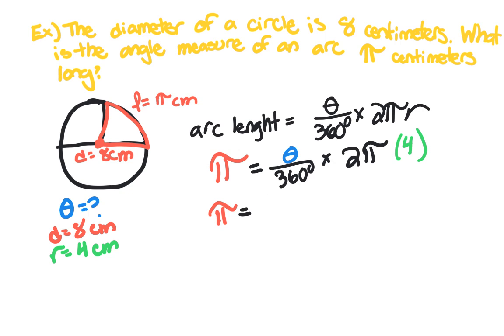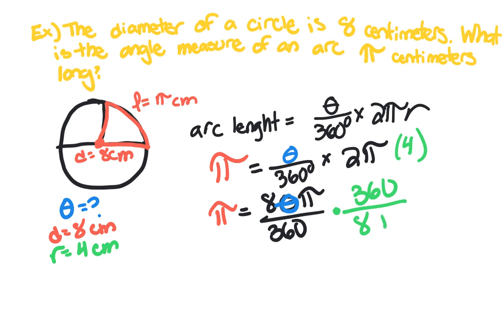Okay, and we are just going to clean up that right side. So this would be 8 theta pi over 360. And I'm just going to highlight theta because that's what we want to get by itself. So like anything in math, it's just a fraction. Don't overthink it. Reciprocal. 360 divided by 8 pi.